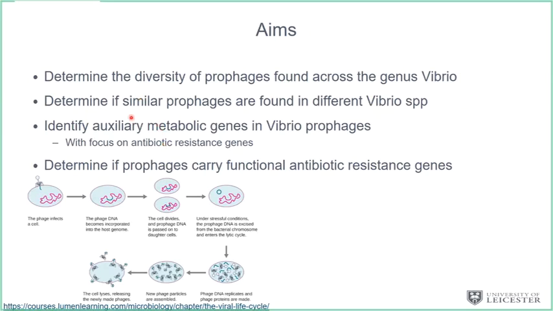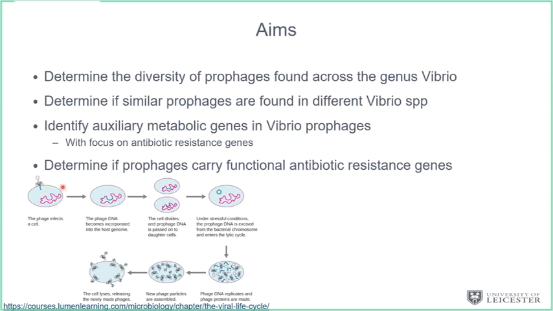So just to be clear, I'm going to be talking about two different groups of phages. I'm going to be talking mainly about prophages and a little bit about lytic phages. So the common pathway for a temperate phage, which can become a prophage, is that the phage is floating about.